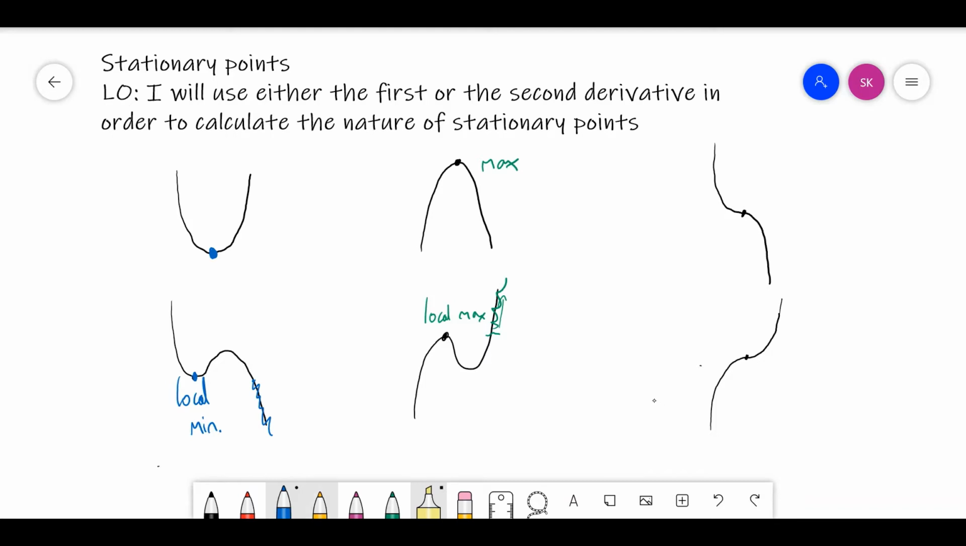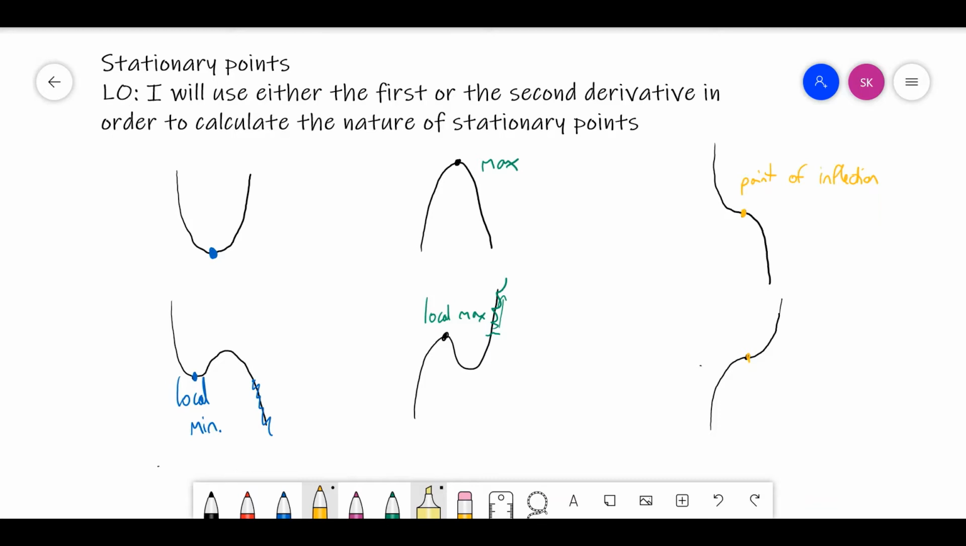The last type is called a point of inflection. Both of these are points of inflection, and you can see they're neither maximum nor minimum points, nor local maximum nor local minimum points. Now, crucially, they are points.